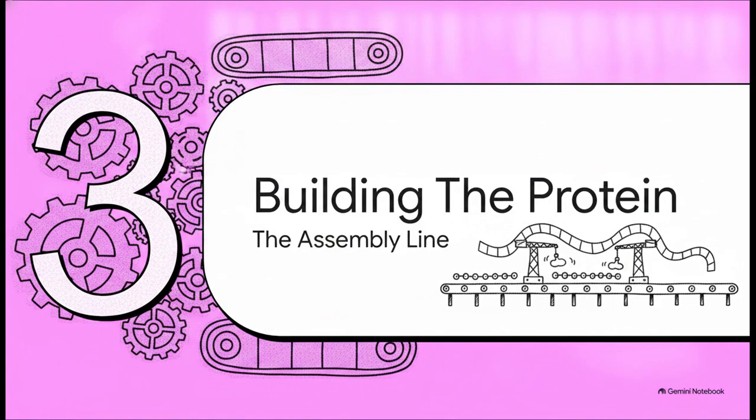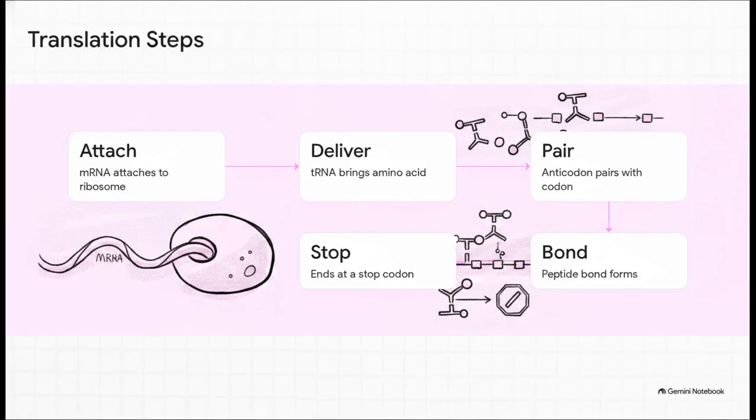All right, on to Section 3, building the final protein. Time to hit the assembly line. Let's move out into the cytoplasm for the actual physical manufacturing phase. We call this translation. Once our mRNA photocopy gets out here, it attaches to a ribosome. Think of the ribosome as our main assembly machine.